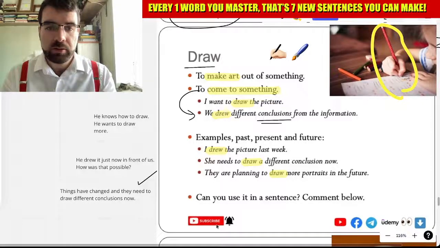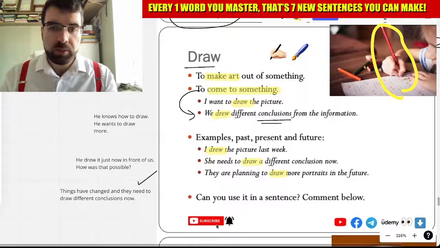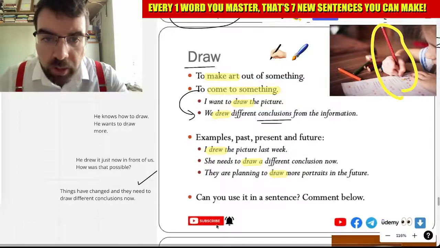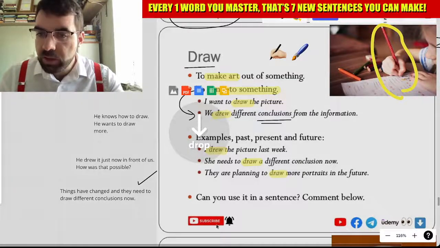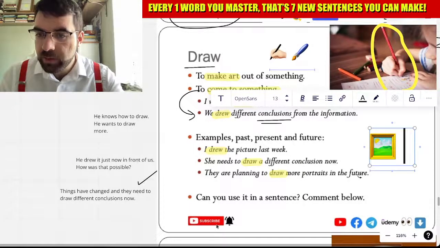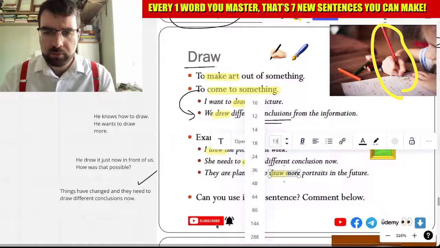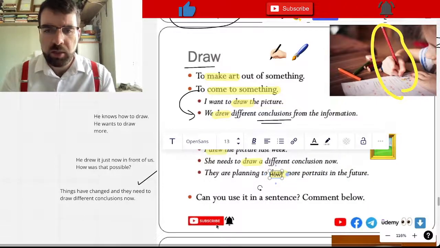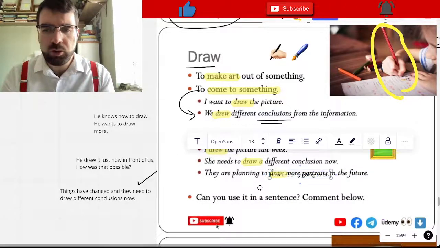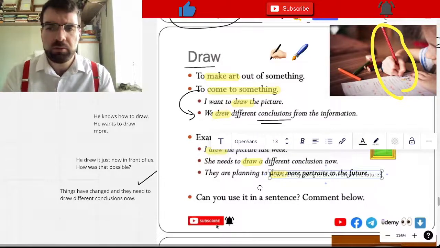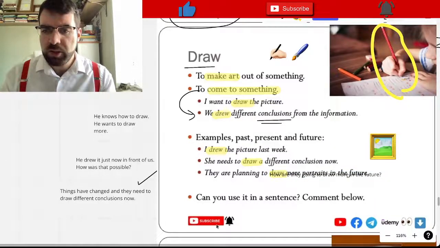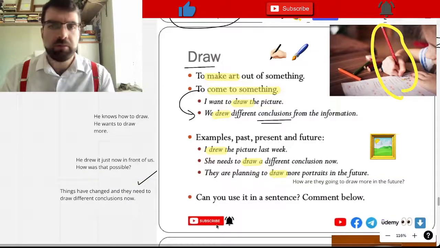Portrait. Let's try and get a picture of a portrait. Not quite. Okay. Oh, perfect. Yeah, more portraits. Like that. But how are they going to draw more in the future?